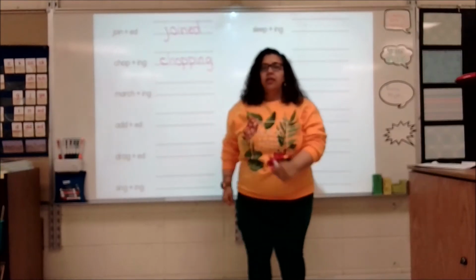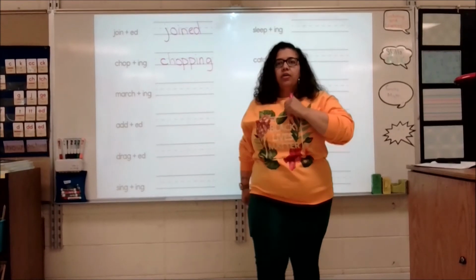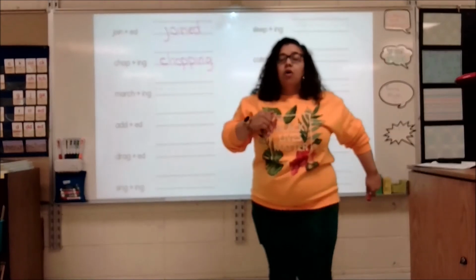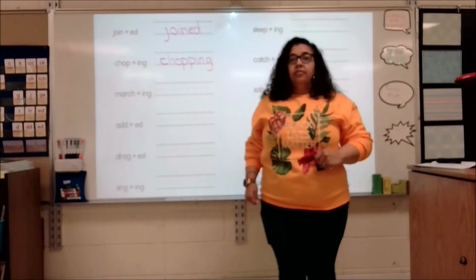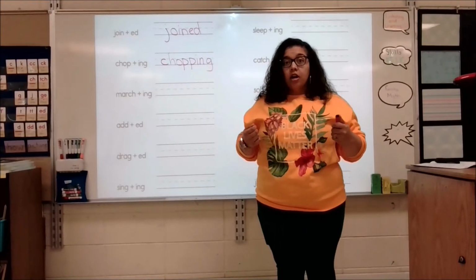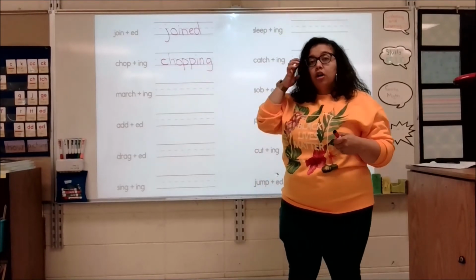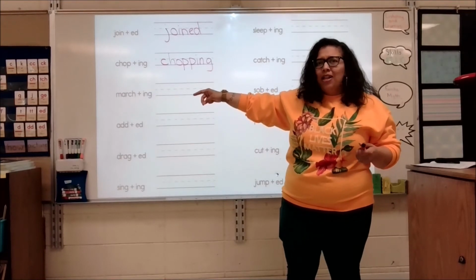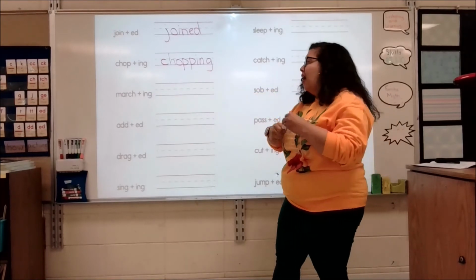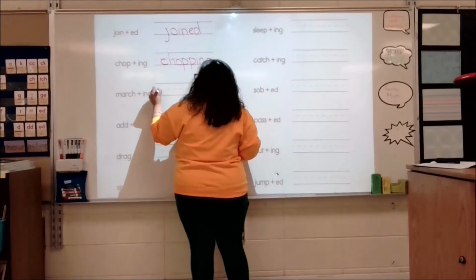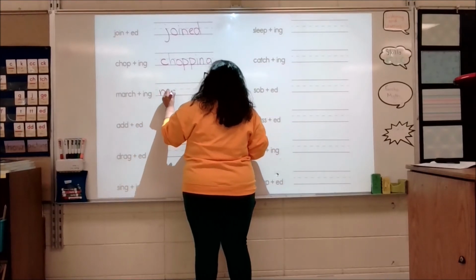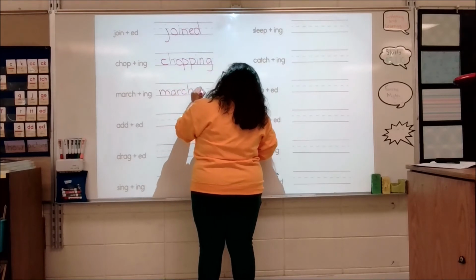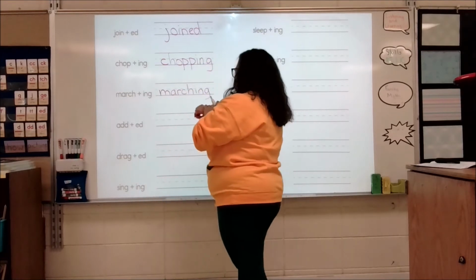Okay, the next one. March plus ing. Ing means it's now happening. R controlled is the vowel in March, and then it's followed by a digraph. Do I need to double up anything? No, I don't. So let's write that down. Marching. Literally, just put them together.